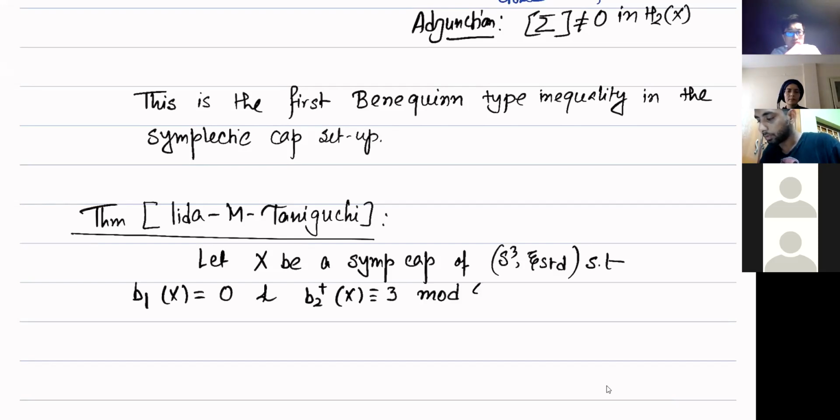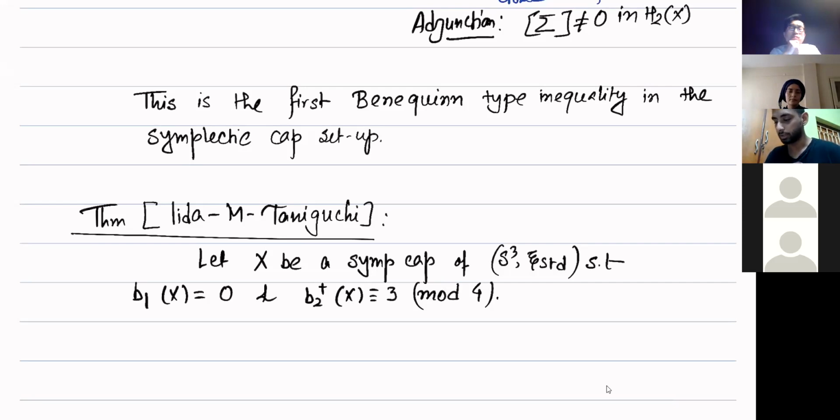If you know a little bit of four-manifold topology, you know that the middle dimension of a four-manifold is the most important one. In particular, we have a bilinear form there, and under that we can see the space corresponding to positive eigenvalues, and the rank of that is denoted b2 plus. So we need this extra condition that b2 plus of this symplectic cap is congruent to 3 mod 4.